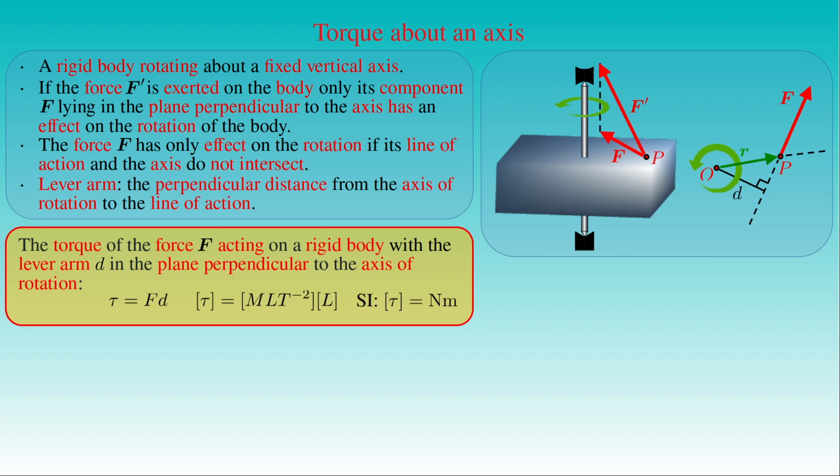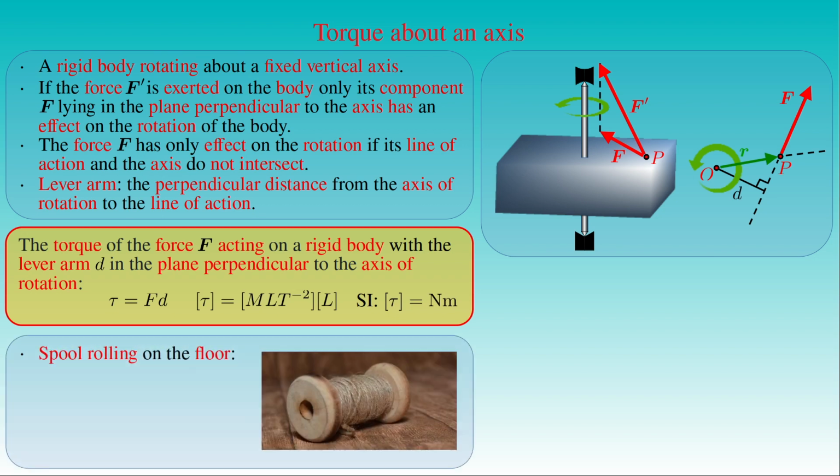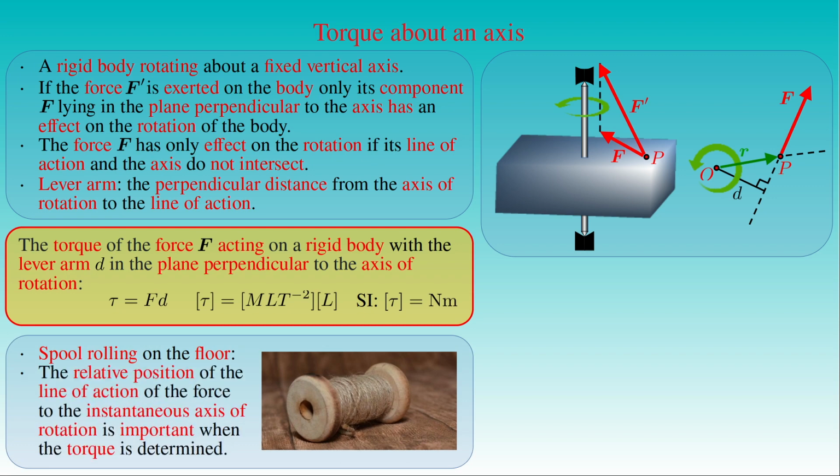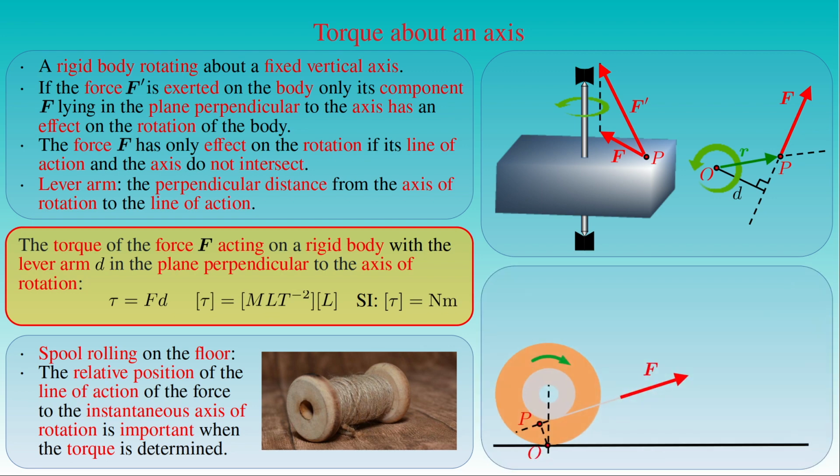We can perform the following experiment with a spool rolling on the floor to demonstrate the importance of the relative position of the line of action to the instantaneous axis of rotation for the effect of the force acting on the rotating body. We can pull the thread wound on the spool such that the angle measured between the direction of the line of action and the floor is either greater or smaller than a critical angle. If the force F is applied on angles below the critical angle, then the spool will roll towards the person pulling the thread. If the force F is applied on angles above the critical angle, then the spool will roll away from the person pulling the thread.